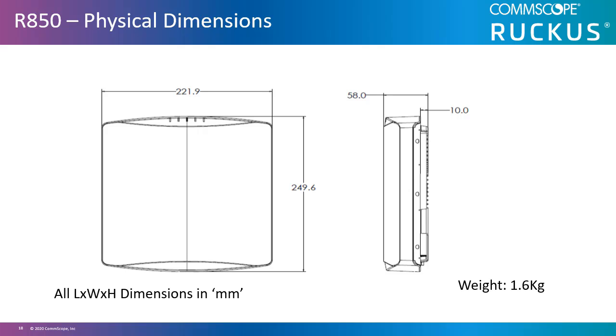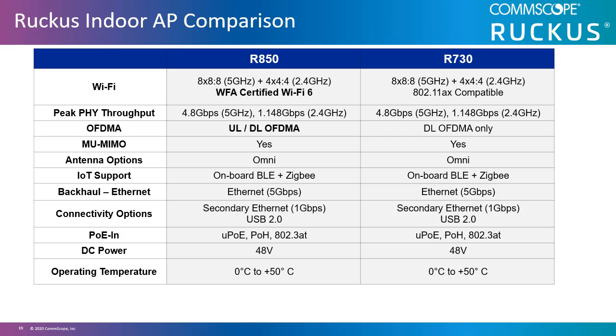Here we show the physical dimensions, which is identical to the R730 enclosure. It's the radio chip inside that differentiates the R850 from the R730. Here we show a comparison chart between the R850 and the R730. The two big differences are that the R850 is WFA certified as Wi-Fi 6, and when using the OFDMA technology, it supports both download and upload OFDMA, whereas the R730 only supported download OFDMA. Everything else is the same.